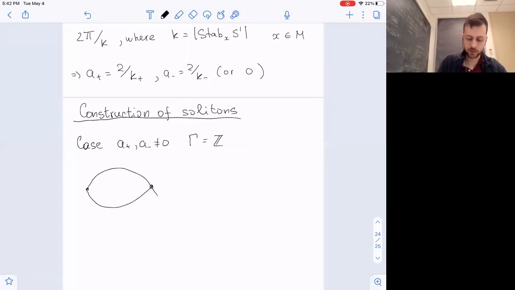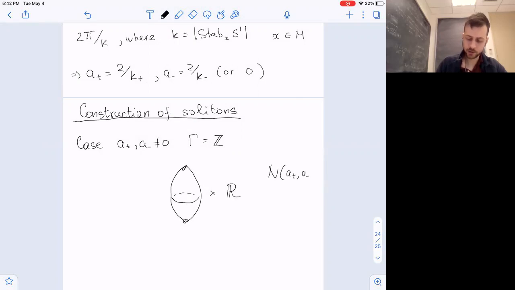So then our input will be this. I draw it a bit differently. Anyway, I'll draw it like this. So this will be my N, and A plus, A minus. And recall that due to the quantization, I want this to be 2 over K plus, and I want this to be 2 over K minus.